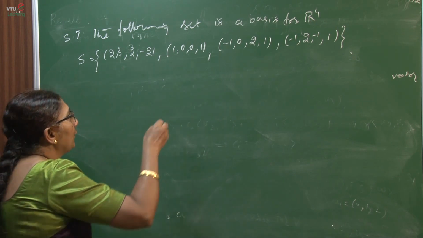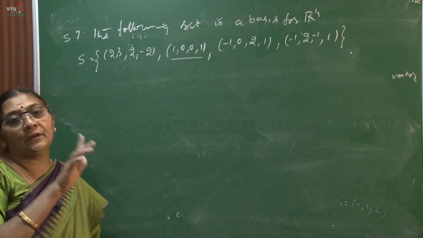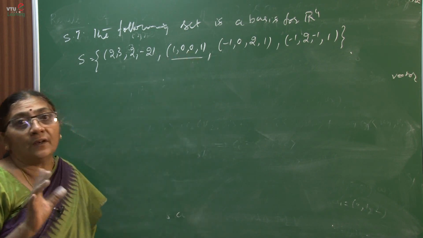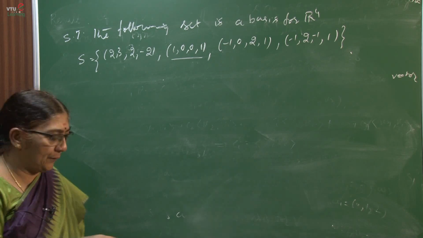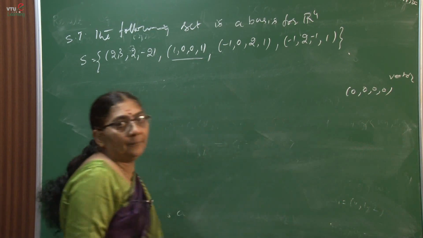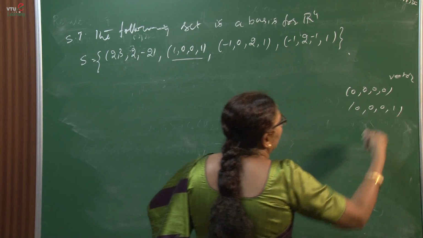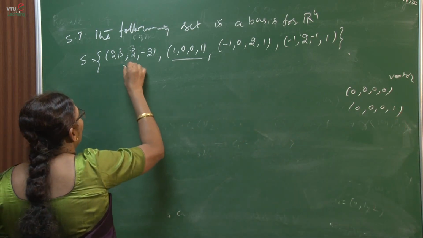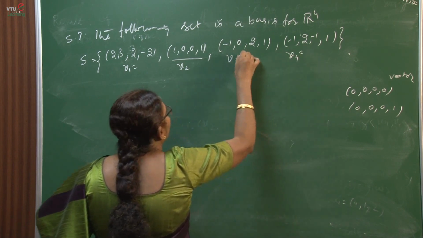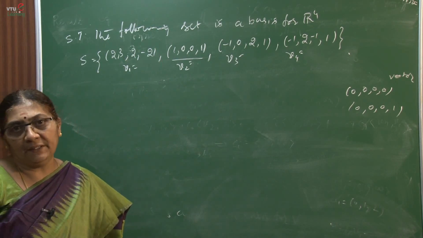I told, non-zero vector means how many components does it have? 4 components. Along with the 4 components, at least one component is not equal to 0, then we say that the corresponding vector is a non-zero vector. If all components are 0, this is a zero vector. At least one component not equal to 0, like 0 0 0 1, like that. Observe, suppose I take this as V1, this as V2, this as V3, this as V4, all vectors are non-zero vectors. We satisfy the first condition of that result we discussed just a few minutes before.